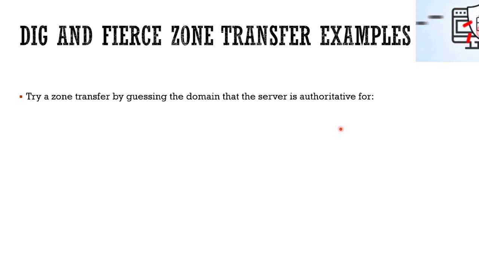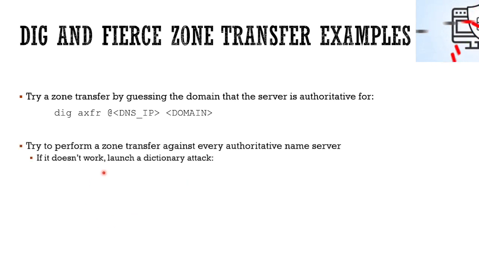So we could say dig, give me zone transfer, everything, AXFR, at some specific DNS server, the domain. And if it's not authoritative, it'll tell us to get lost. We could try to perform a zone transfer against every authoritative name server, and if it doesn't work, just launch a dictionary attack. So we could say fierce, -dns, the domain is example.com or whatever the domain is, all DNS servers, and some DNS or some IP address.